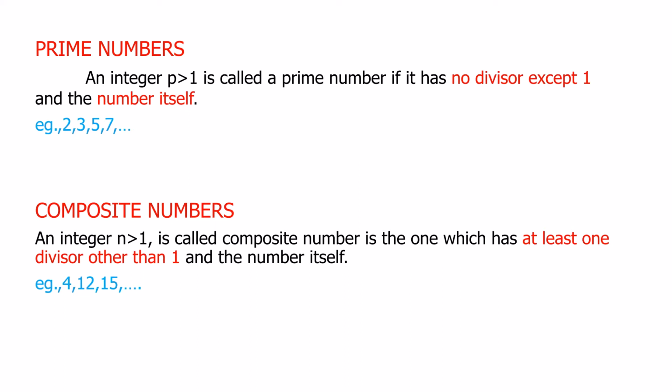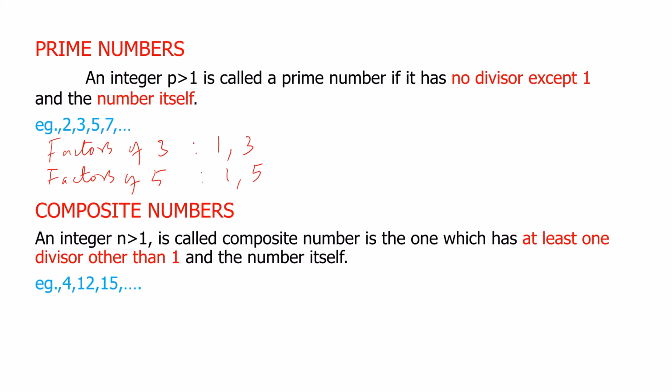A prime number is an integer greater than 1 which has no divisor except 1 and the number itself. Suppose you take the factors of 3, we will get 1 and 3. 1 into 3 and 3 into 1. Only two factors are there. Next one, factors of 5. Here also we will get 1 into 5 and 5 into 1. So we can see that 1 and the number itself are the factors. So these numbers are prime numbers.